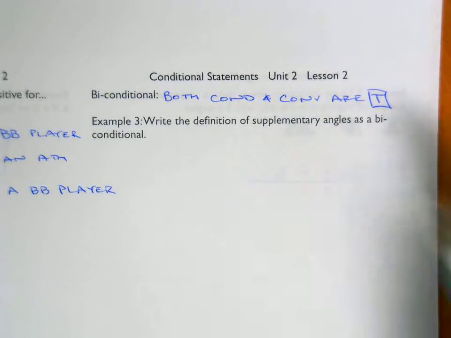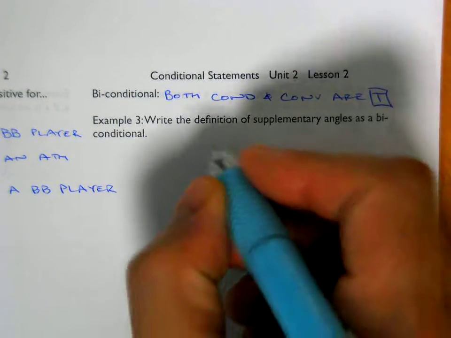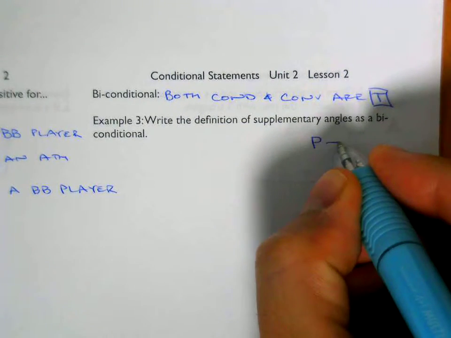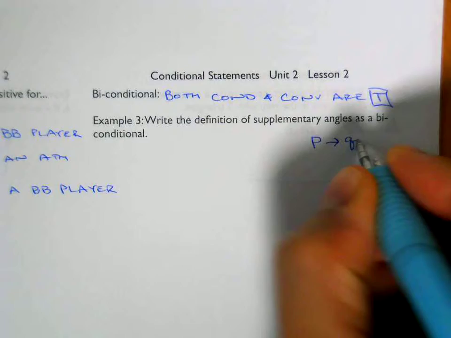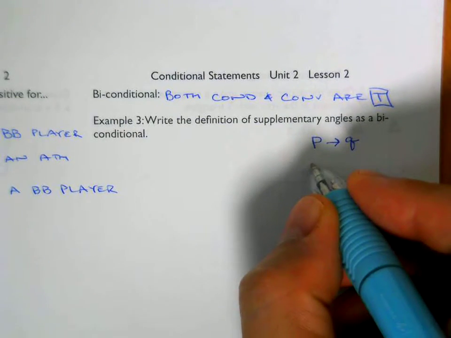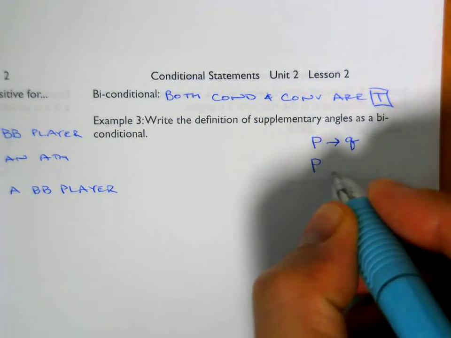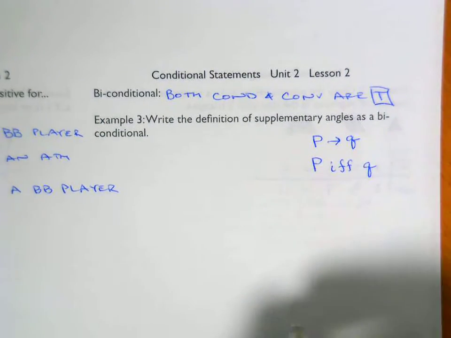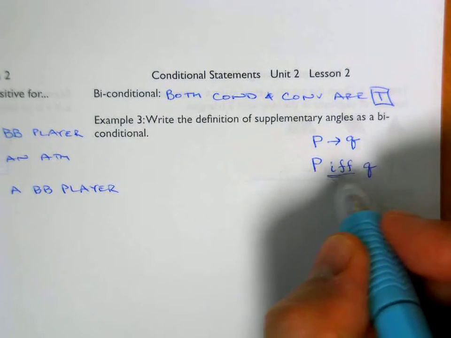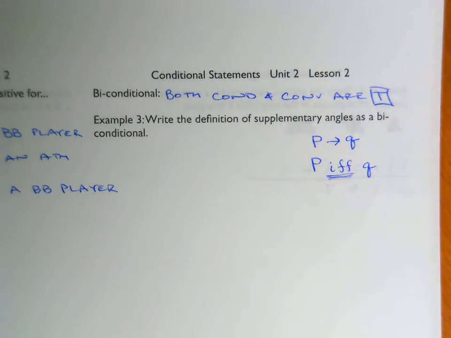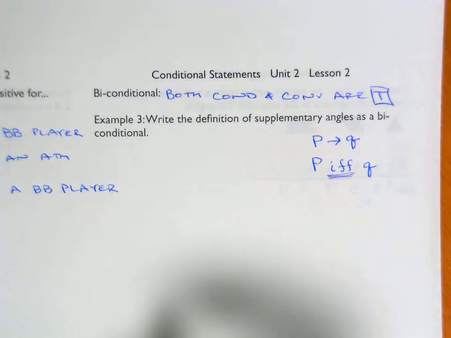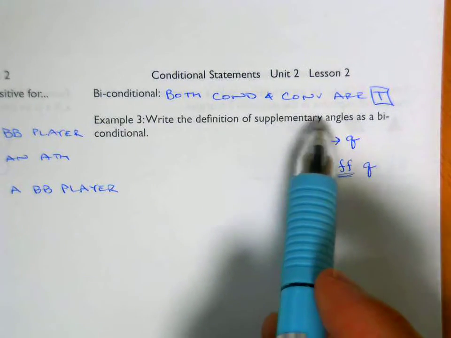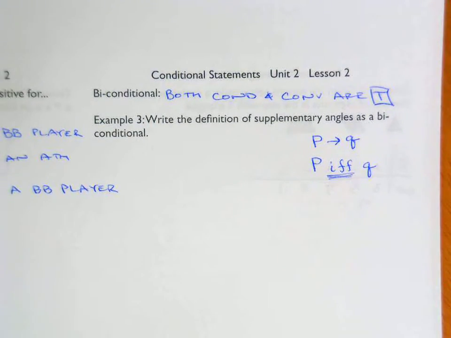Right? And so here in an example, we've got a statement that is a biconditional. We're going to write it as a biconditional statement. So we do this a little bit different. If a conditional statement was if P then Q, a biconditional statement is P if and only if Q, is the phrase that we use. And the symbol that we use is kind of a weird symbol, but IFF is how I was taught to make that symbol. So write the definition of supplementary angles as a biconditional.